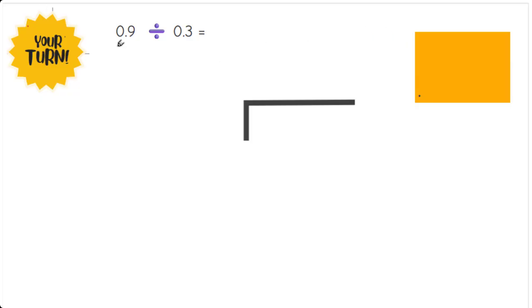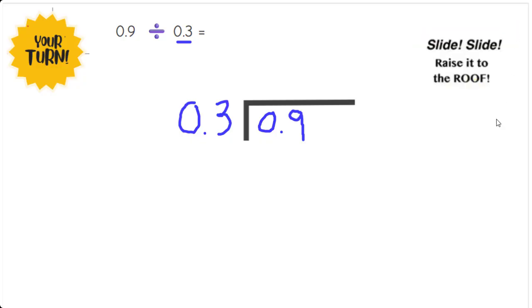Now, what I like to do is I'm going to put it into a long division problem so that it makes more sense. So we have 9/10 or 0.9. We put it in the house, and then we put the divisor at the front door. Now, the very first thing you do, what do we do with that decimal? I'm going to go ahead and uncover our little reminder. Slide, slide, raise it to the roof.